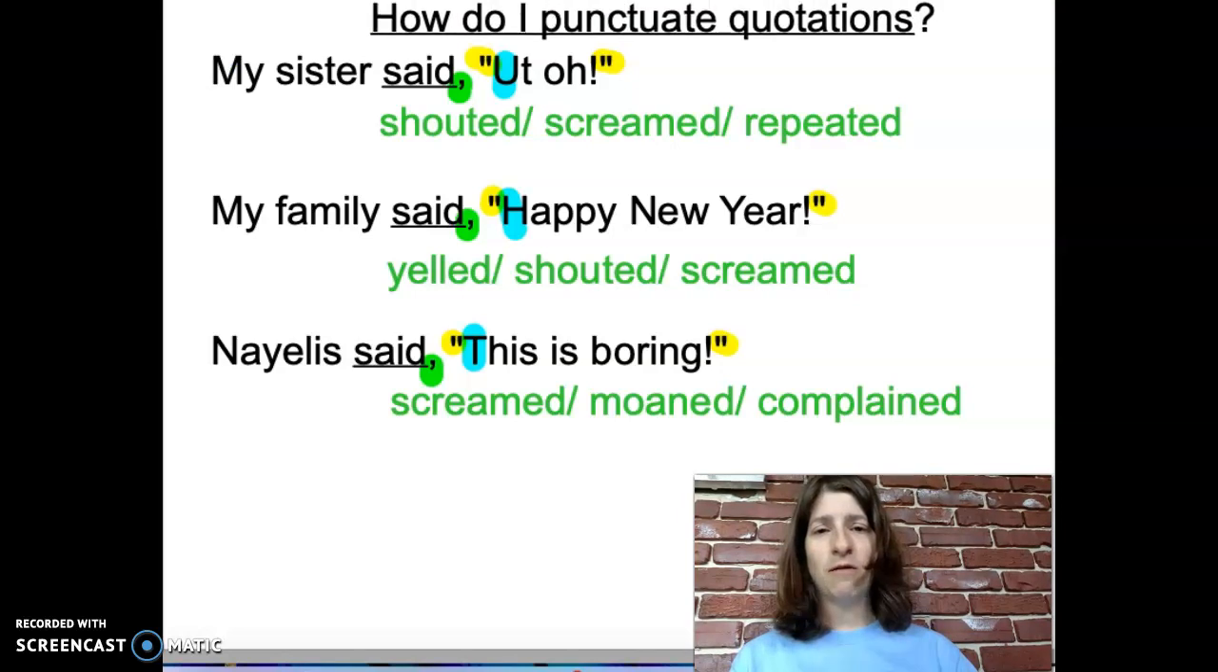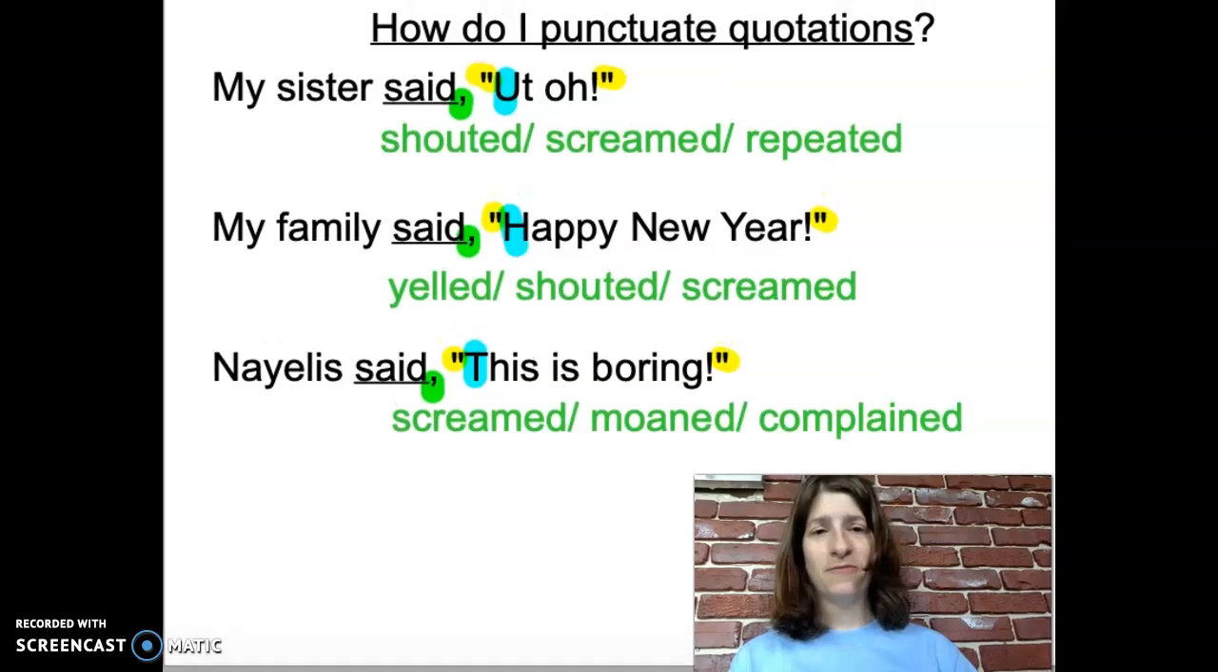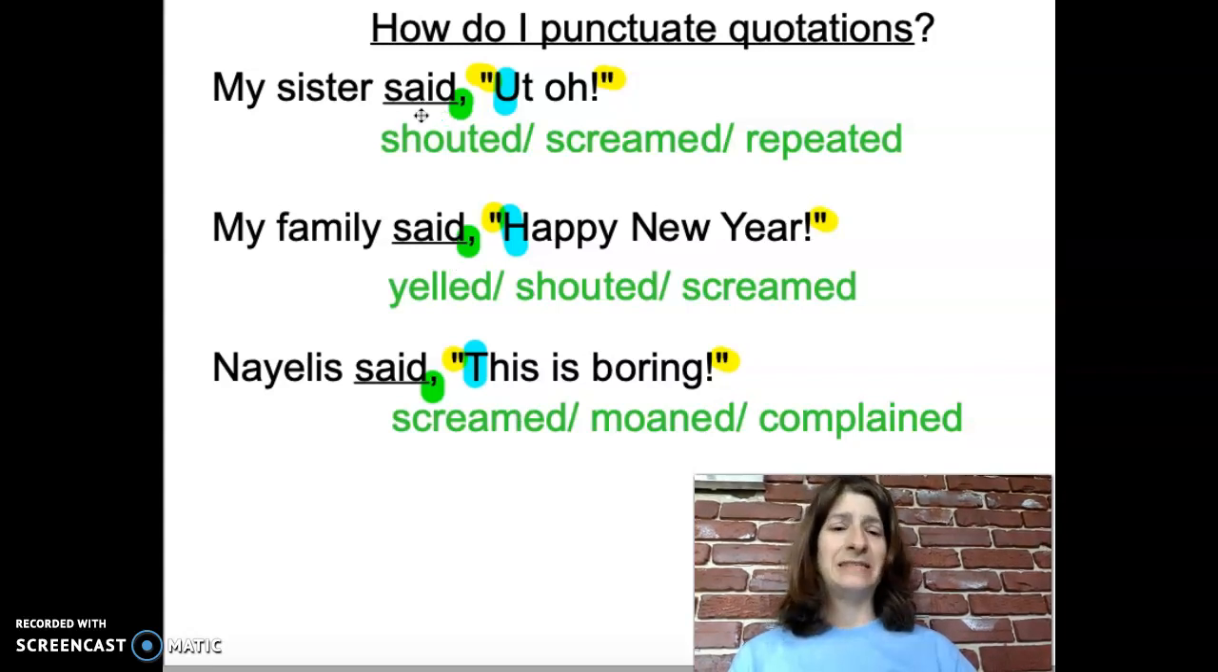Now there's one other part that's going to make your writing more interesting, and that part is to make sure that you have interesting verbs instead of boring verbs. So, for example, instead of my sister said, which is kind of a boring word to use, I could say my sister shouted, uh-oh. My sister screamed, uh-oh. Or my sister repeated, uh-oh. Each of those is more interesting.